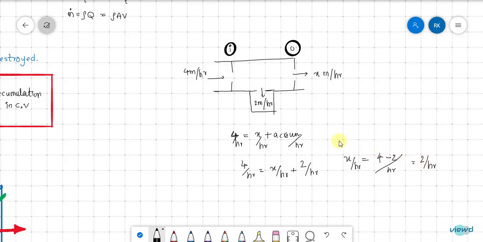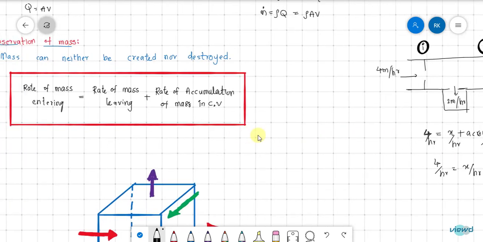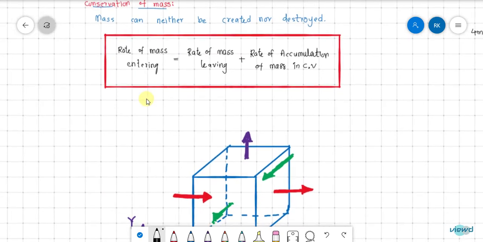So this is accumulation. Accumulation is equal to the 4 members per hour entering, so inlet, minus the 2 members per hour, which is outlet. So inlet minus outlet gives us accumulation. How many members are accumulating is given by incoming minus outgoing. So in the case of mass also, the rate of mass entering is equal to the rate of mass leaving plus the rate of accumulation of mass in the control volume.